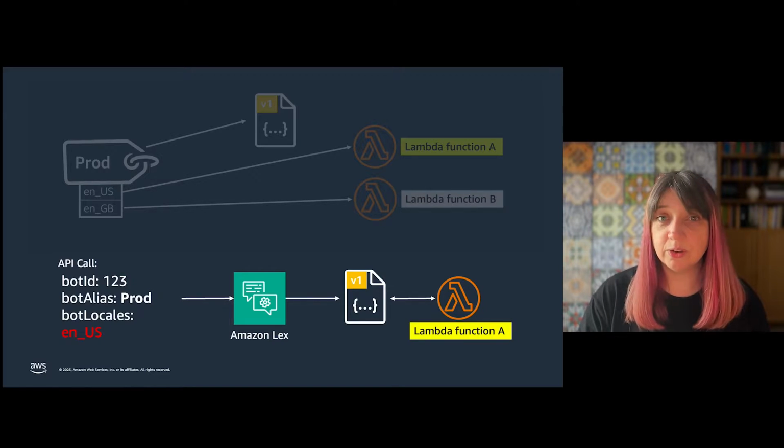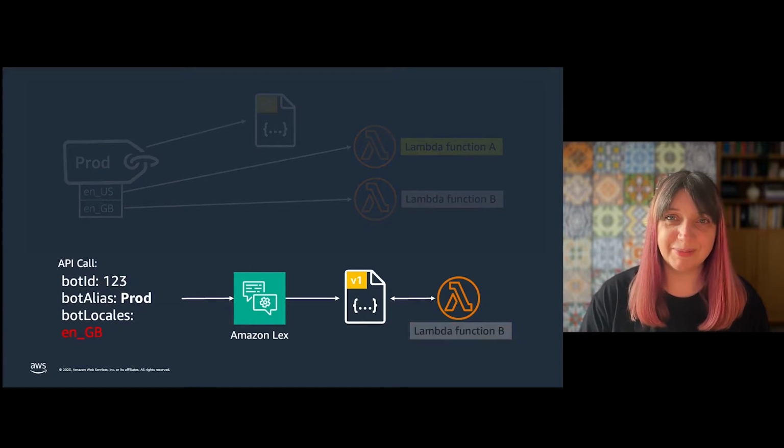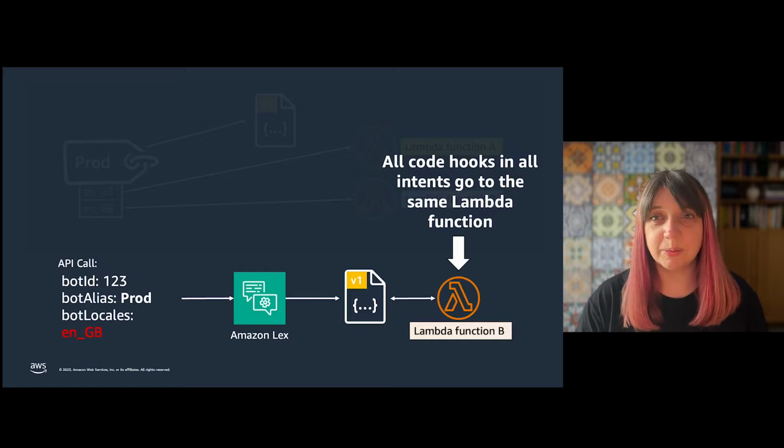So here, if we call our prod alias for English US, we will get Lambda function A. But if we call our prod alias for English GB, we will get Lambda function B. It is not possible to have different Lambdas for the different intents or types of code hook.